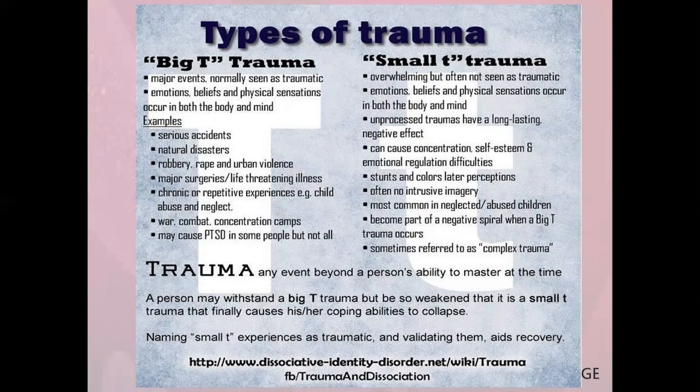I think of when my grandfather died, and it really wasn't traumatic for me, but boy, it was traumatic for one of my cousins. And so I'm not sure what the difference was, but it was definitely a trauma for one and not for another one. So here, trauma is defined as any event beyond a person's ability to master at the time. And a person may withstand a big T trauma like a tornado or a car accident, but is weakened by it. So any kind of little trauma kind of pushes them over the edge and they're not able to cope.